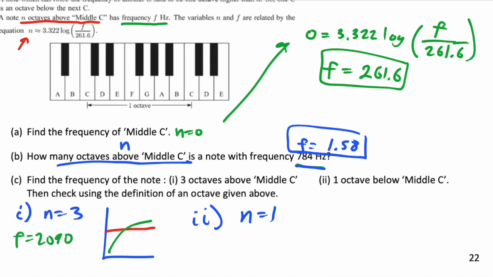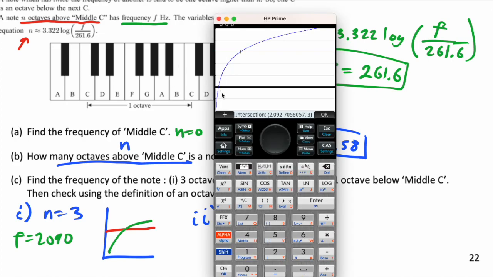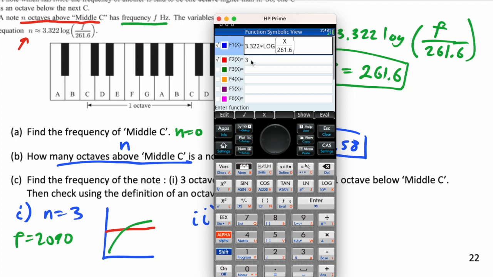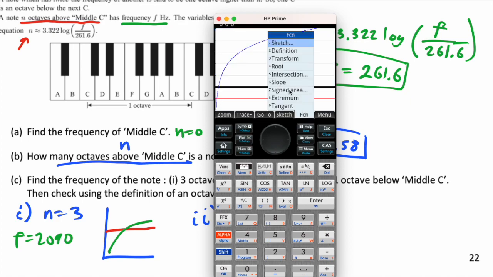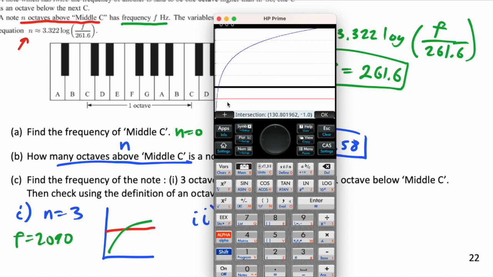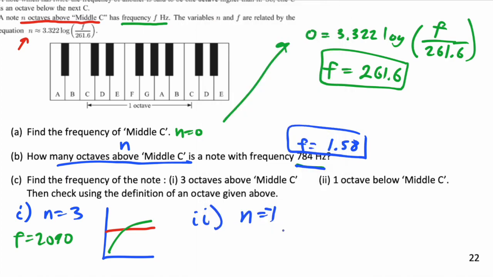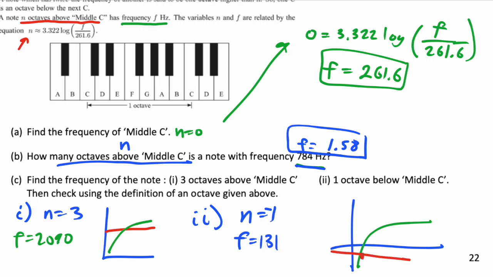And this is actually -1 because it's below middle C. So we can graph now -1 and I can see the point of intersection down there. Menu, function, intersection, 131. F equals 131. If you check out that graph, that's what we get. 131 comma -1.